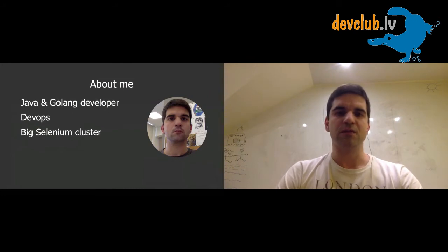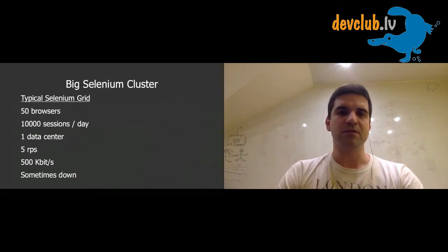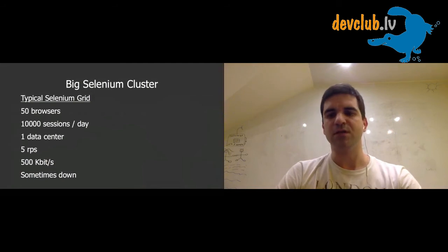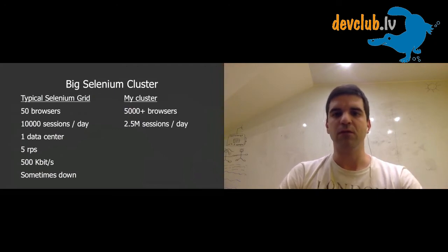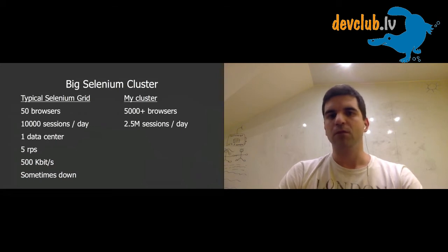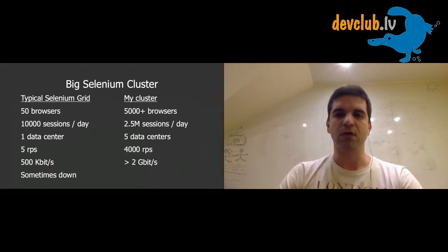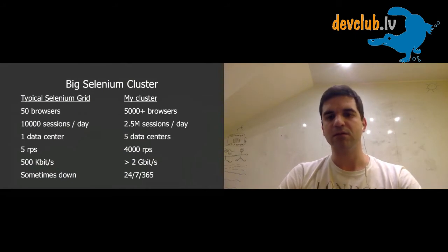So how big is this cluster? Compared to a typical Selenium grid, having 50 browsers and executing 10,000 browser sessions per day, my cluster has more than 5,000 browsers and executing 2.5 million browser sessions per day. These browsers are distributed across 5 data centers. The average load is about 4,000 requests per second. The traffic is more than 2 gigabits per second, and this cluster is certainly working all the time.